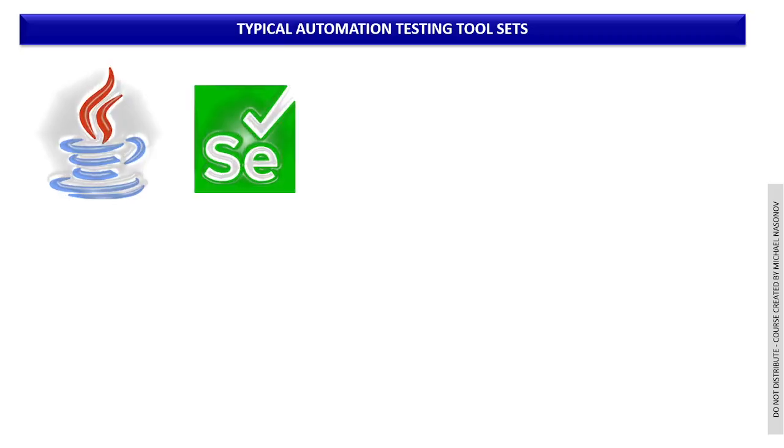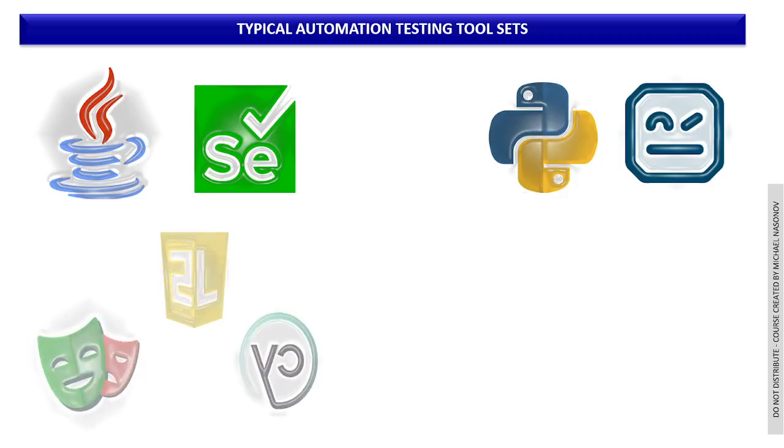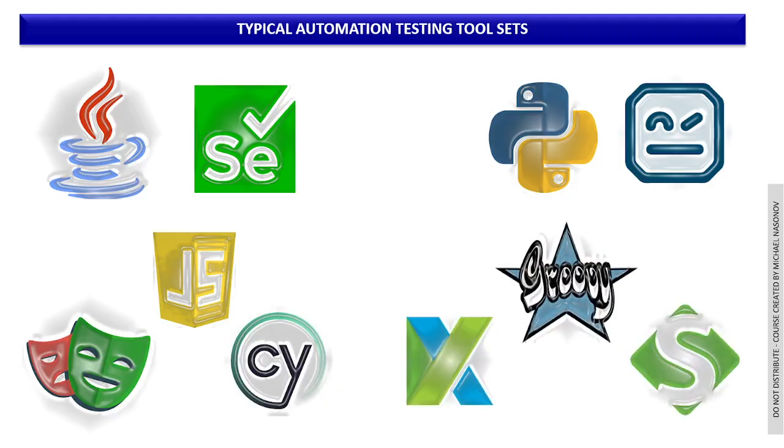And also, you might be familiar or simply hear about it and not be confused at business meetings when people are talking about typical automation testing toolsets. For example, Java is good with Selenium for Selenium testing. Python is good with Robot testing. JavaScript is good with Microsoft Playwright and Cypress. And Groovy language is used in Katalon Studio and SoapUI open source. Such pairing.